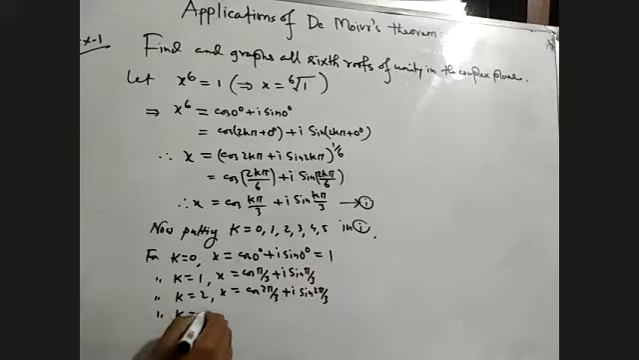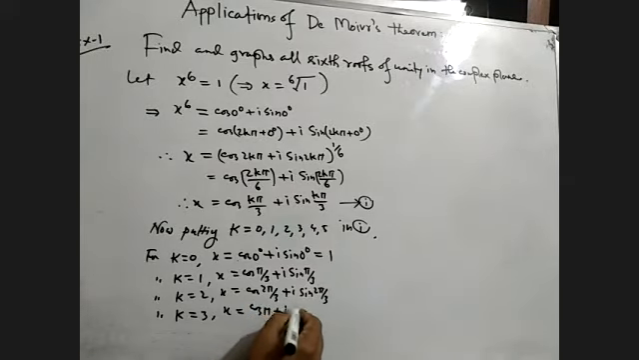Now for k equals 3, x equals to what will be? Cos pi plus i sin pi, right? And cos pi plus i sin pi equals to what? You must know, -1. And cos pi by 3 means what? Cos 60 degree. Cos 60 degree means half.